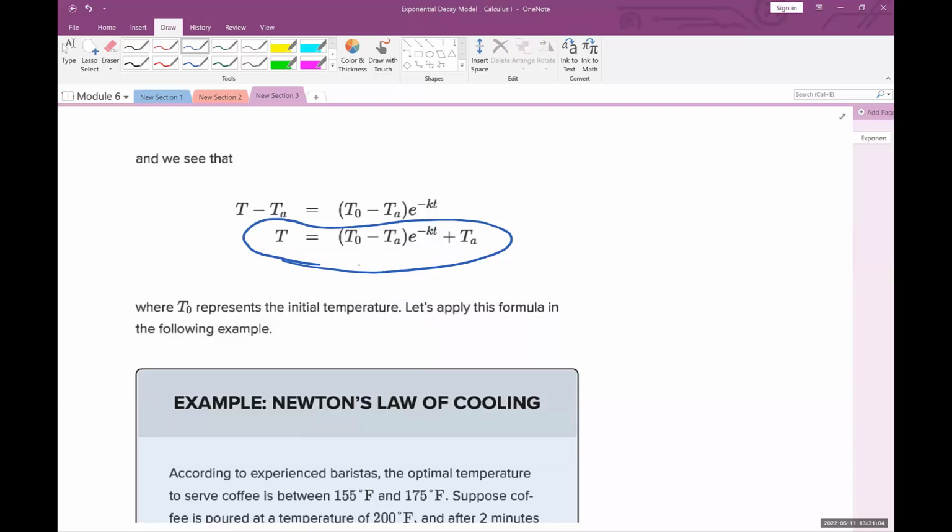Okay, so this is Newton's law of cooling. And this does follow the logistic growth model. In fact, this formula can very much simulate it. So in the case we're going to see, the coffee comes down to this temperature, and if you wait, it'll go down to the room temperature of 70 degrees.